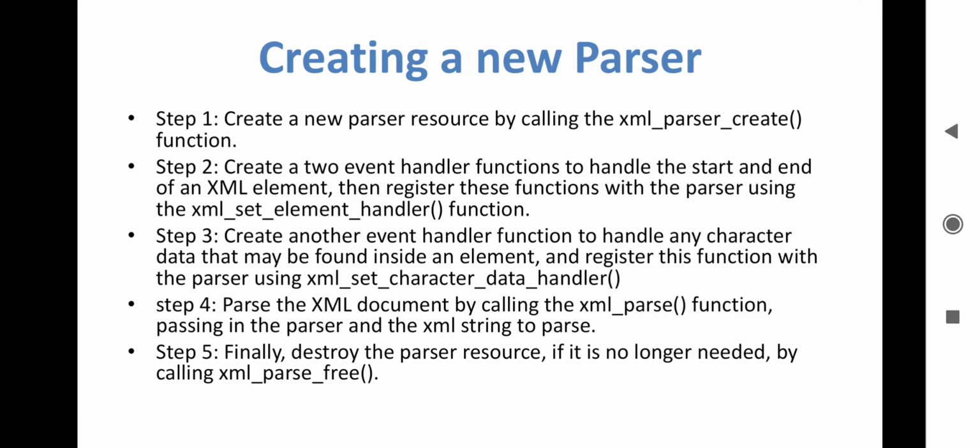Then create another event handler function to handle any character data. Character data means any text data that may be found inside an element, and register this function with the parser using the xml_set_character_data_handler function. Then parse the XML document by calling the xml_parse function, passing in the parser and the XML string to parse. Next, destroy the parser resource if it is no longer needed by calling the xml_parser_free function.